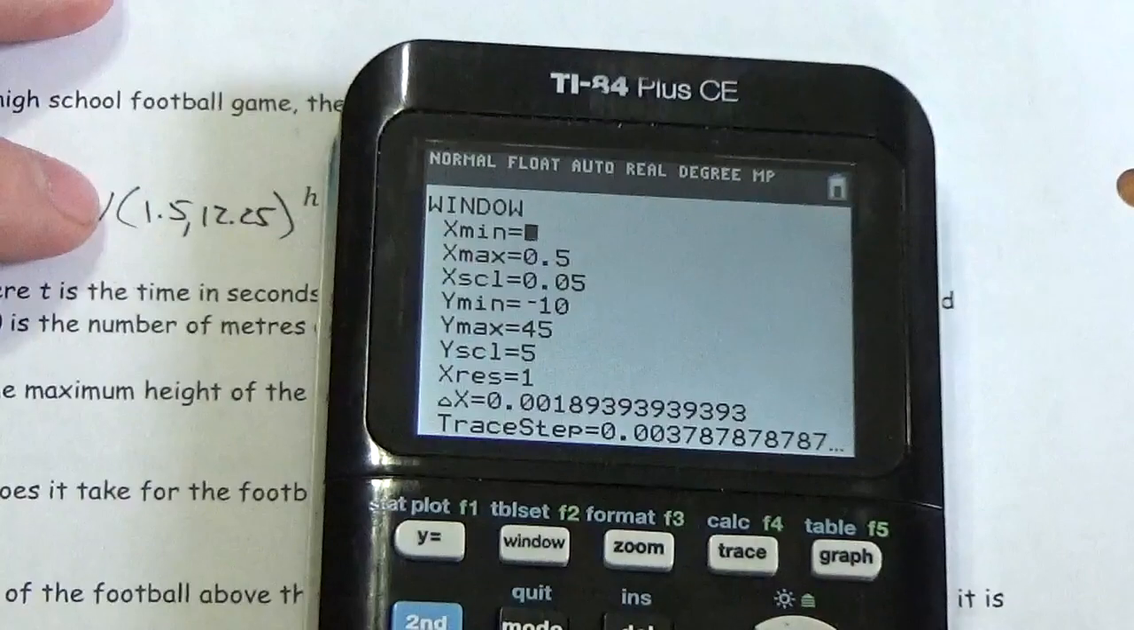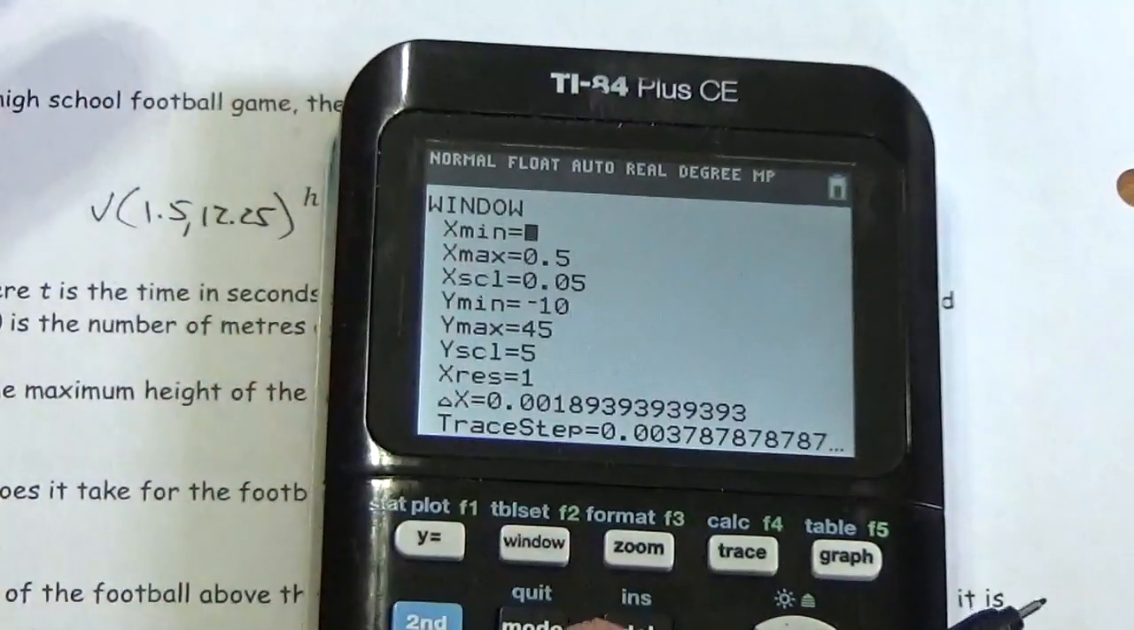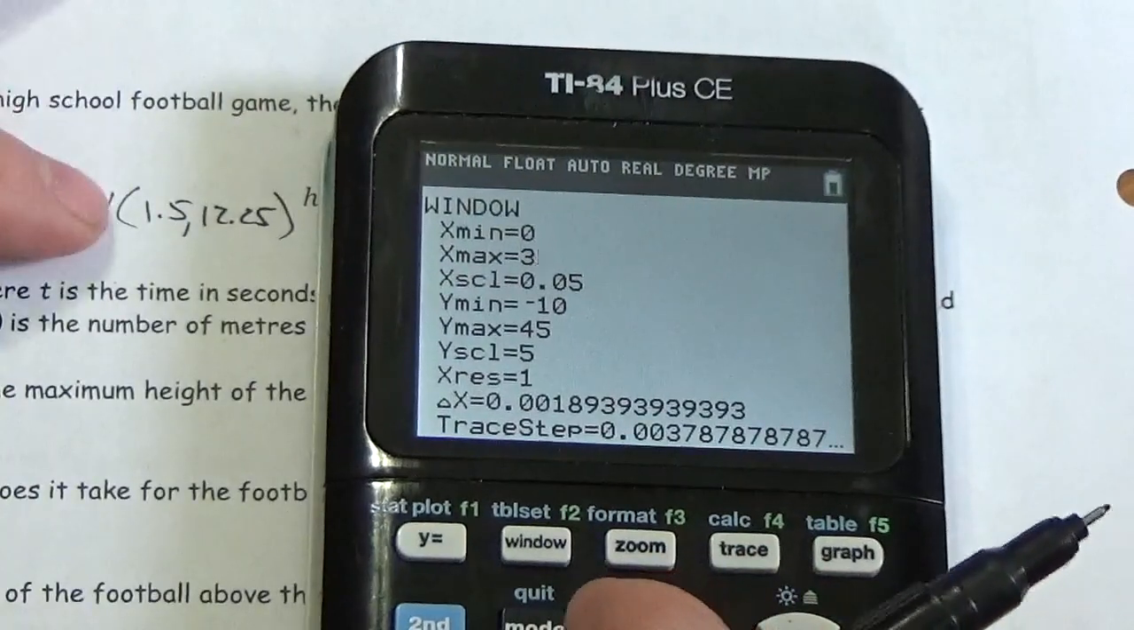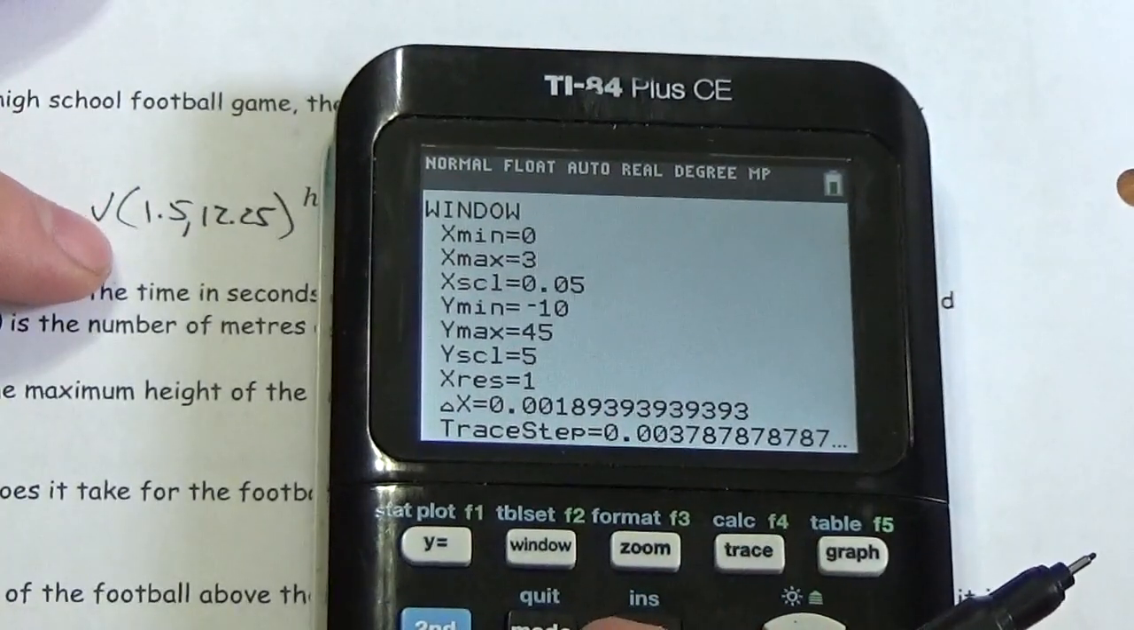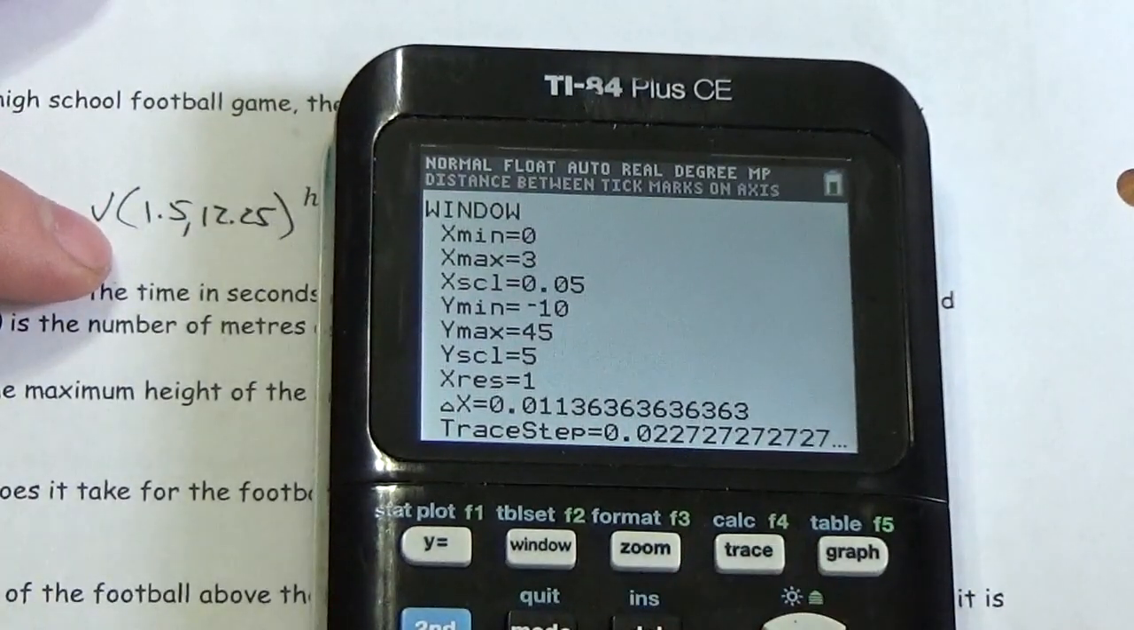So let's leave the x min as 0 because it's time here. Let's maybe just double that and see what happens here. See if that gets me enough space here to see the rest of it. Maybe we'll go up instead of by 0.05, let's go by 0.5.